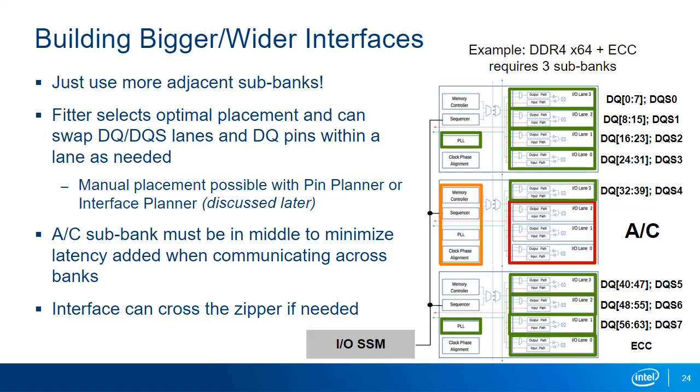In the example shown here, you can see that a 72-bit wide interface would require 3 subbanks. The data groups have been manually assigned to the 9 required I/O lanes, but these assignments could be removed to allow the fitter to select which group should be assigned to each lane. The fitter will honor the requirement of using adjacent subbanks and placing the address and command signals in the center subbank. Also notice that the memory controller and sequencer, discussed in a moment, and the PLL and CPA blocks in the middle subbank are all used by the interface. Control of the upper and lower subbanks is managed by the middle subbank, with only the PLLs in the upper and lower subbanks used as part of the PHY clock tree to balance the clock skew.